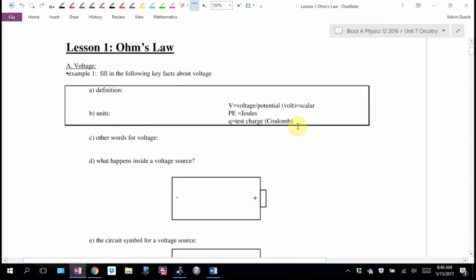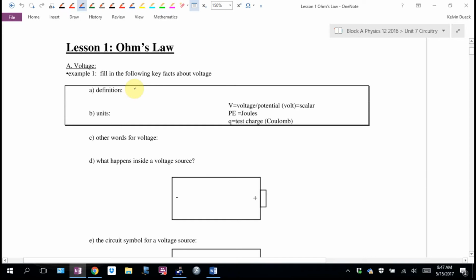Voltage, first of all. Lesson 1 is Ohm's law, which you learn about in Science 9, but I don't think terribly well. Fill in the following key facts about voltage. This next bit is actually on your test next class. What was the definition of voltage? How did we define it?